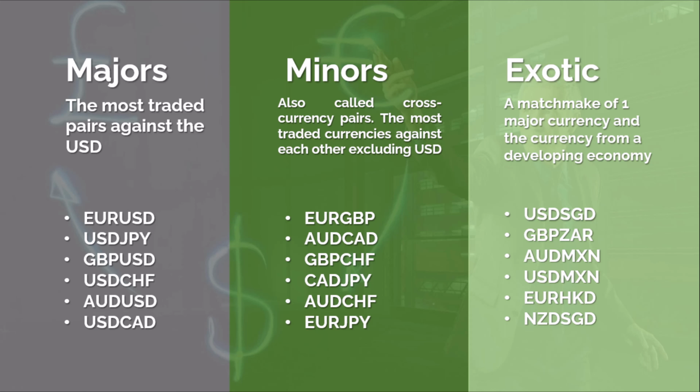And you have exotic pairs, which is a match of one major currency and a currency from a developing country. So a developing country, in Forex, we can call Singapore a developing country. We can call Mexico. We can call Hong Kong. We can call South Africa. We can call, a long list, Turkey and the likes. So when you have this currency matched with a major currency, so what are the major currencies? Like USD, GBP, AUD, Euro, NZD, and the likes?